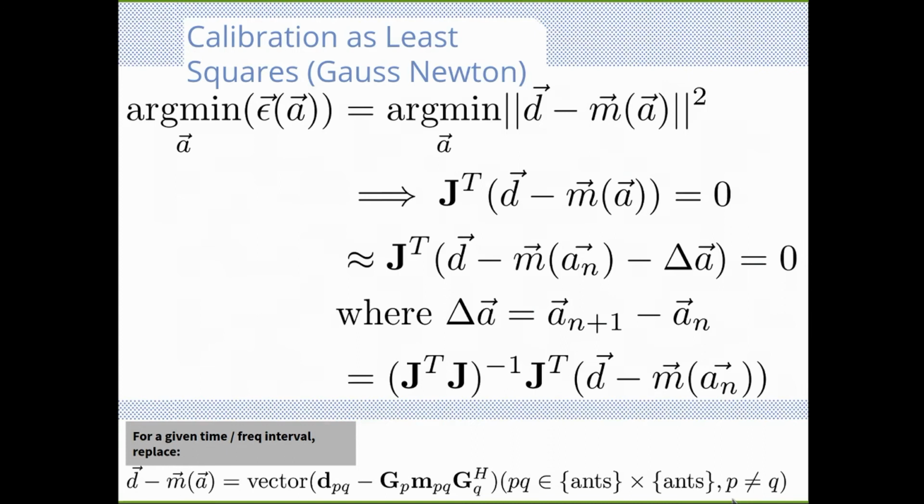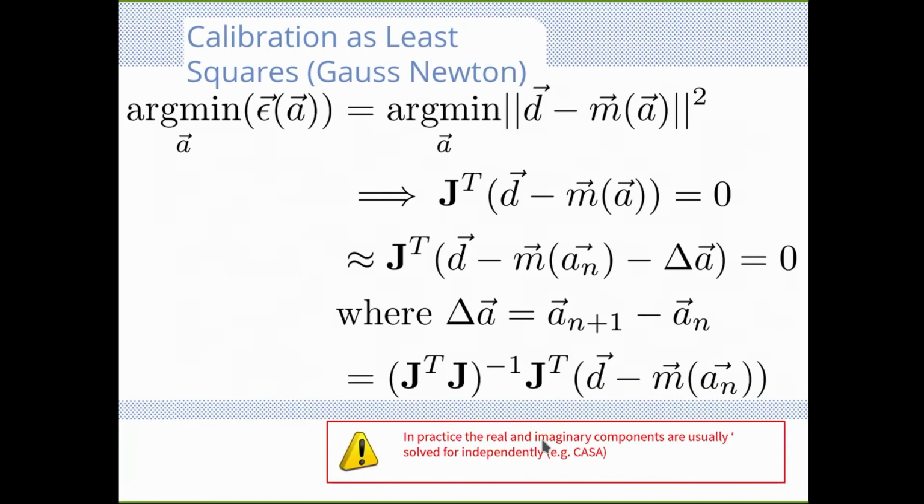So in practice, we usually separate the components in terms of real and imaginary for this complex optimization process. At least in CASA, in our packages, we use Wirtinger derivatives to define complex optimization, but for CASA at least, it's split into the real and imaginary, and this is the traditional way of doing it.